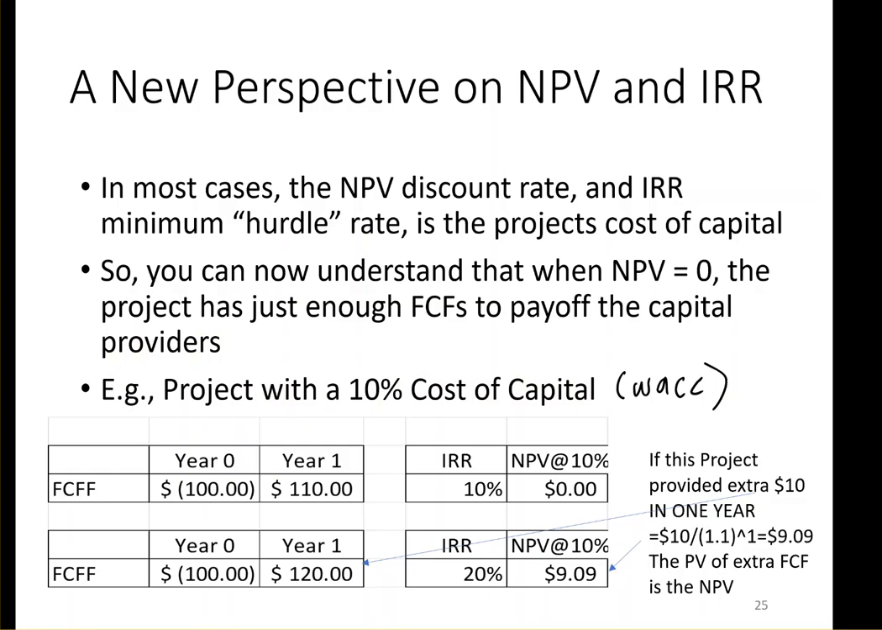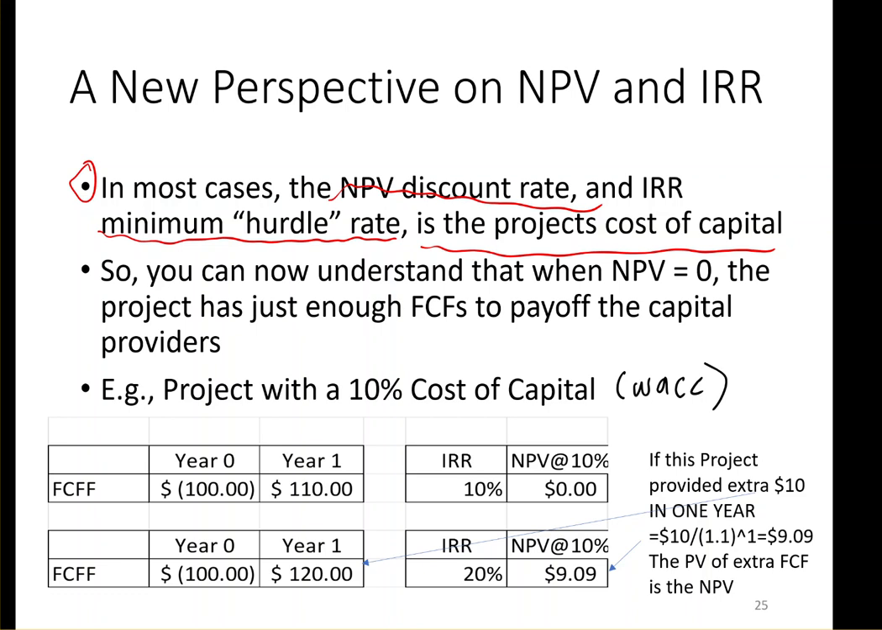And the last thing I want to do before we move on is give you a new perspective on NPV and IRR. Remember, a project's NPV is the value created from the project's cash flows. The IRR is the rate of return. What I'm going to suggest to you is that in most cases, the NPV discount rate and the IRR minimum hurdle rate, that minimum rate of return you have to get for a project, is the project cost of capital. It's the project's WACC. That's what we're going to use for the NPV discount rate and the IRR hurdle rate.